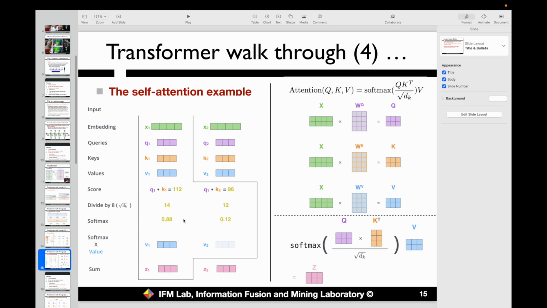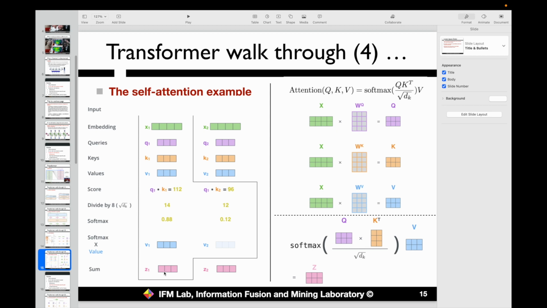How can we calculate the attention score? We know we have a q1 vector and a k1 vector already. So we can define one score as the inner product of q1 with k1. By multiplying them together with the inner product, we can calculate one value, like 112 as shown in this example.